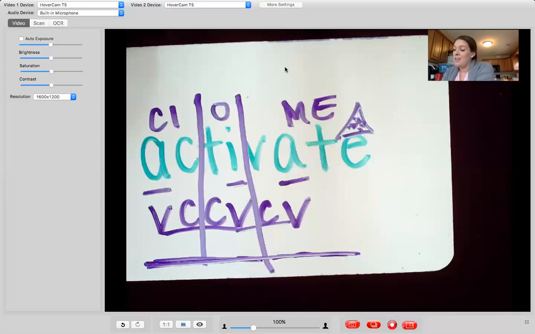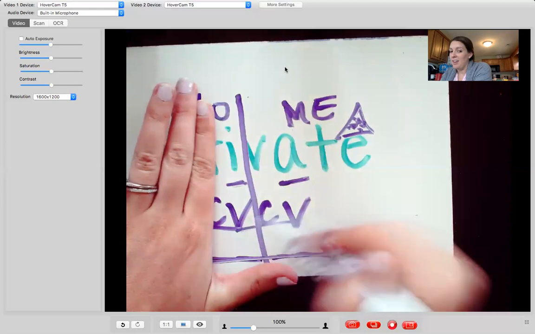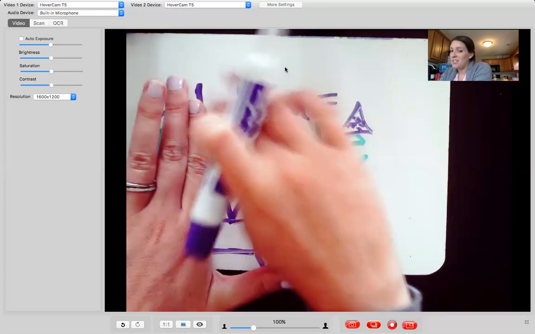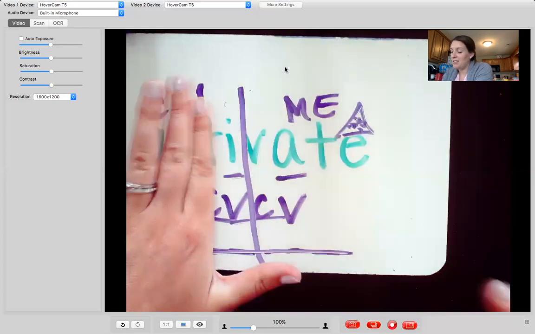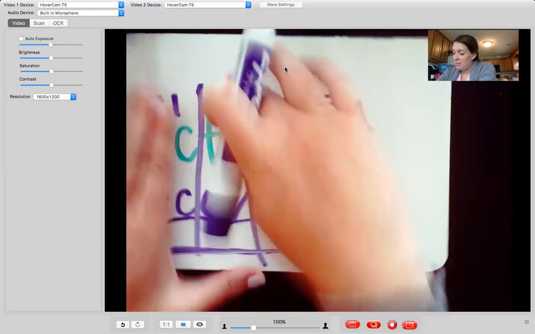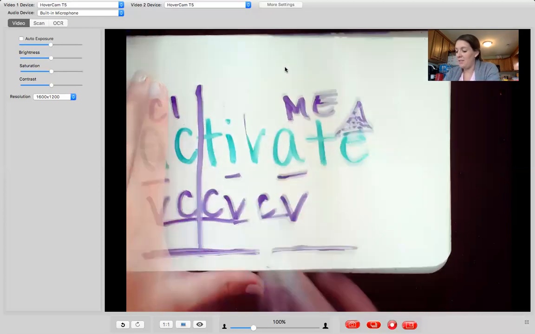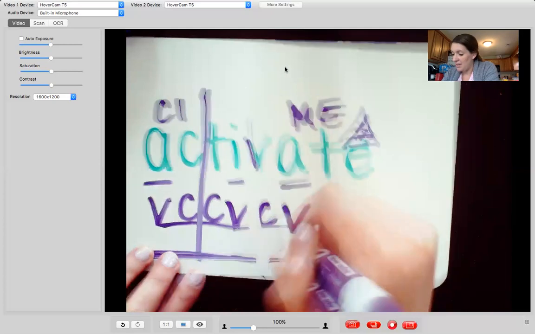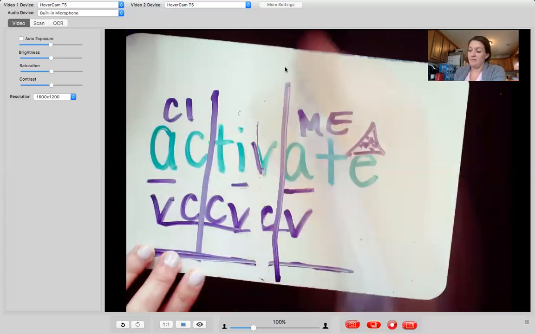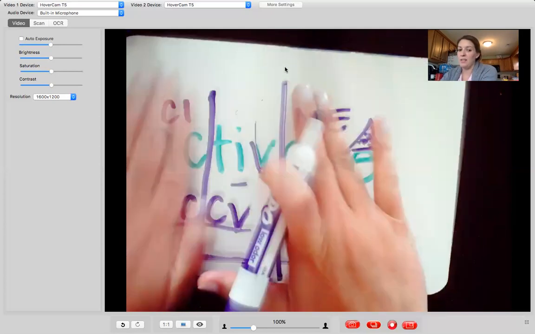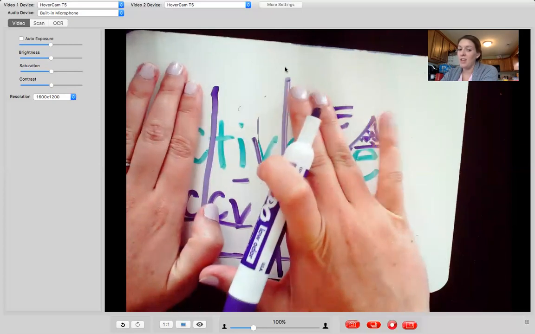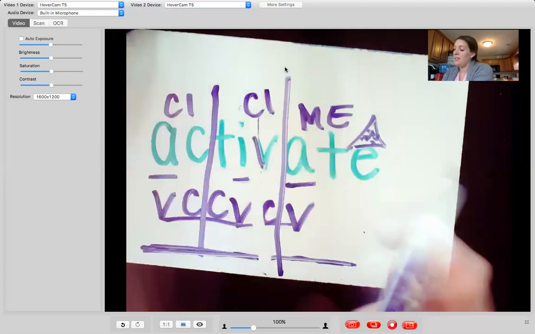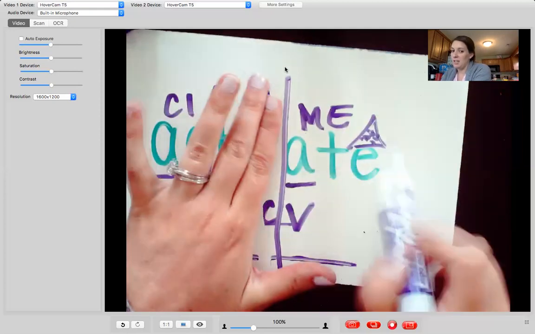Now, VCV pattern right here. Okay, you try pattern 2 first, but it didn't work. So I'm going to try pattern 3 now. So I'm going to erase that line where I divided them. Okay, and I'm going to divide it after the consonant instead. Okay, so now I have to relabel that syllable type. So I have the V closing in the I, so it's now a closed syllable. Okay, this is still magic E because I still have a magic E at the end.